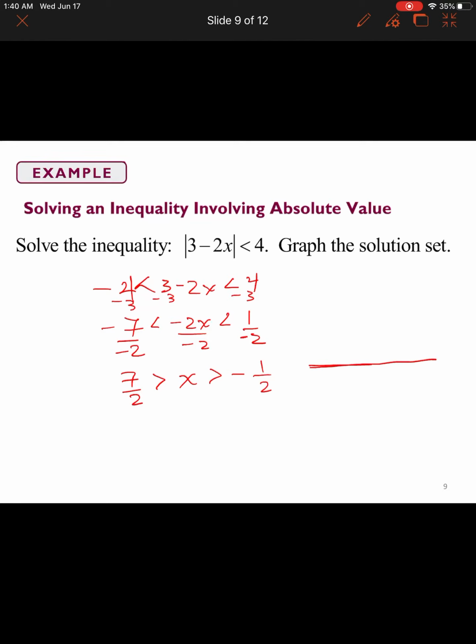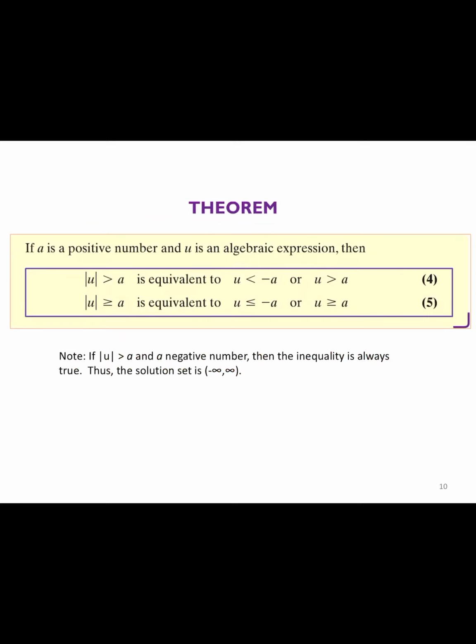Problem said to graph the solution set. We have -1/2 to 7/2. X is to the right of -1/2, so x is to the right of -1/2, to the left of -7/2. Okay, let's keep going.